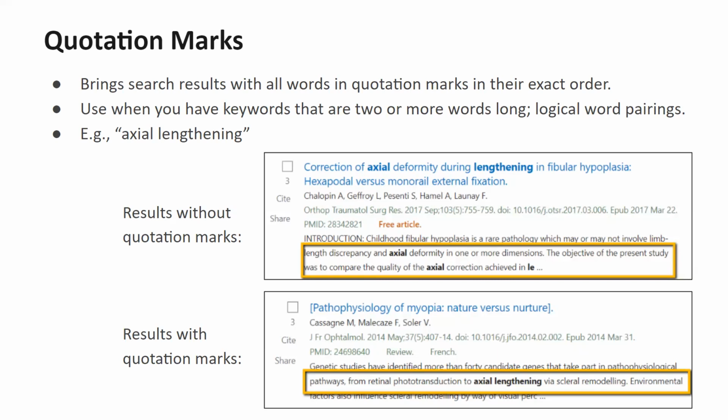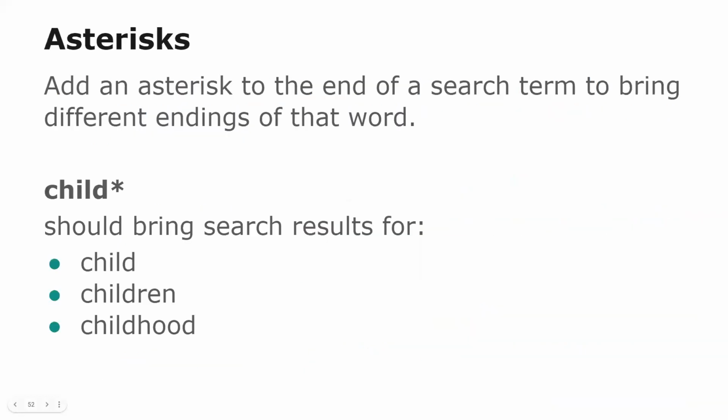However, sometimes quotation marks can be too limiting. For example, some relevant articles might call it axial elongation or something else, so you would miss those if you only searched for axial lengthening in quotes. What I do is try my searches with and without the quotation marks for different terms and see which way brings up the most relevant results.